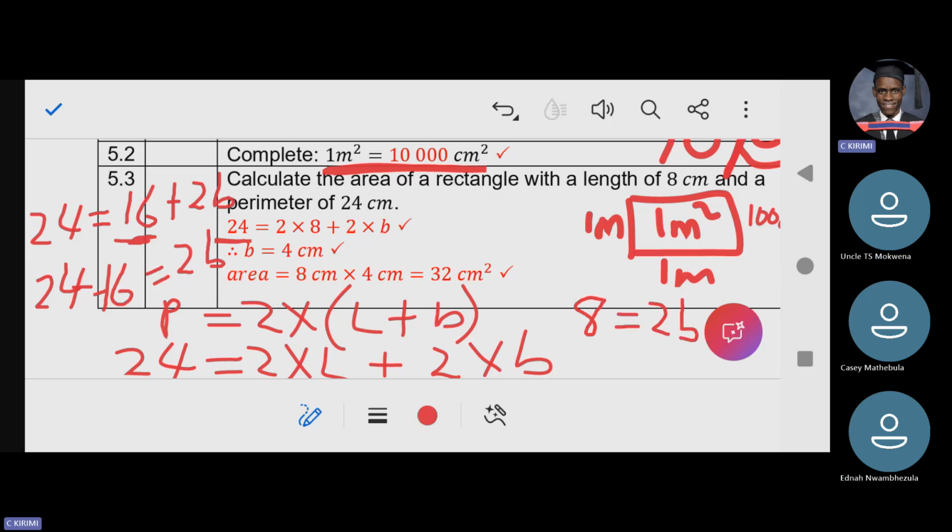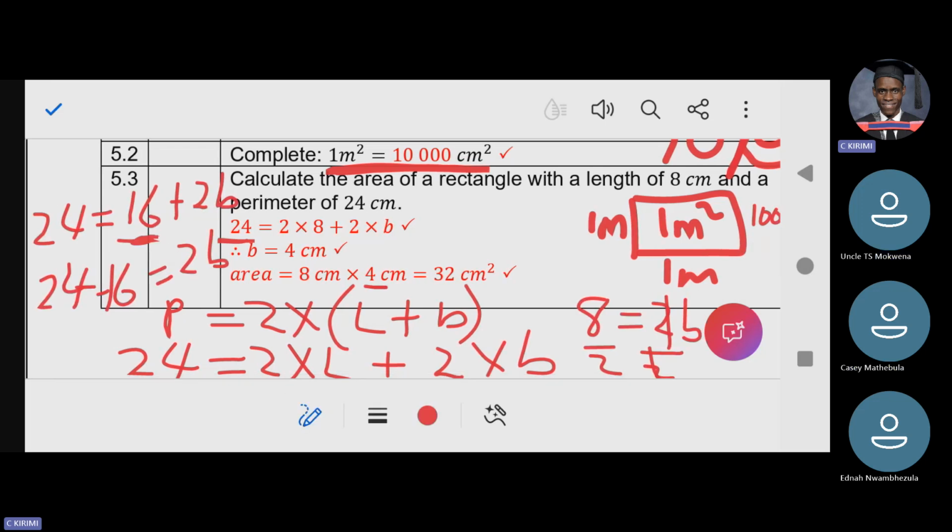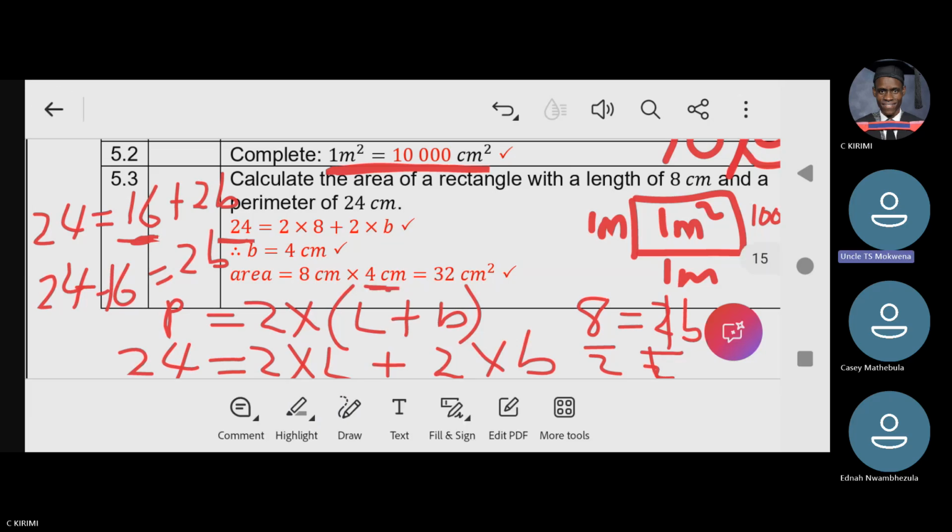You divide 2 times b. Inverse of multiplication, division. So this is divided by 2. b is equal to 4. So the breadth is 4 centimeters. Now I have found the breadth. Now you can calculate the what? The area. So this was a tricky question. Most learners will just go 24 times 8, then they get it wrong. First you find the breadth, then you multiply.